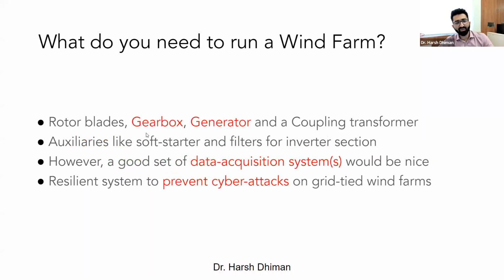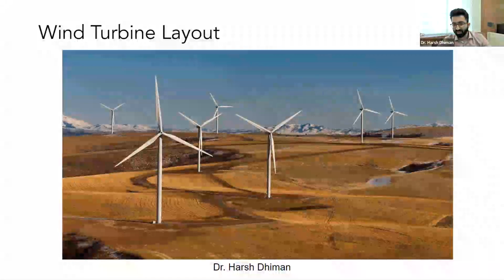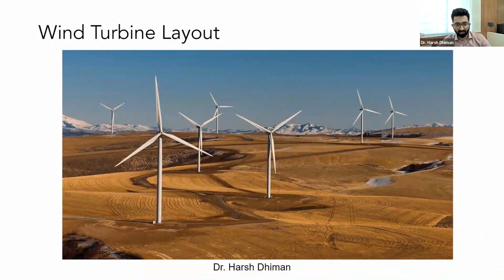So now when it comes to a wind farm, what do you need essentially to run a wind farm? You need a wind turbine. The turbine looks something like this. As you can see, this is a rough layout. If you look at this picture, you'll find there is a turbine which has blades. There are multiple turbines. Again, it's a good landscape. You get a lot of wind available here.